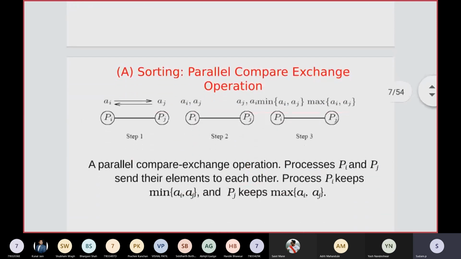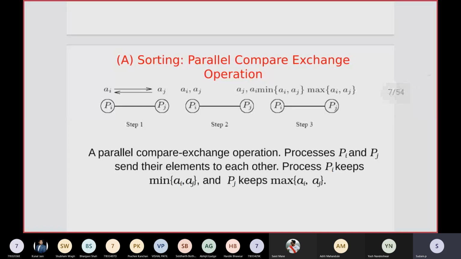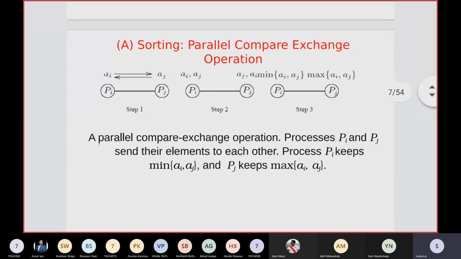So the same is given here: sorting, parallel compare and exchange operation. We have to consider an example where each processor has one element. We have considered two processors here, Pi and Pj. Here also you are performing the parallel compare and exchange operation. Pi has the element Ai and Pj has the element Aj.